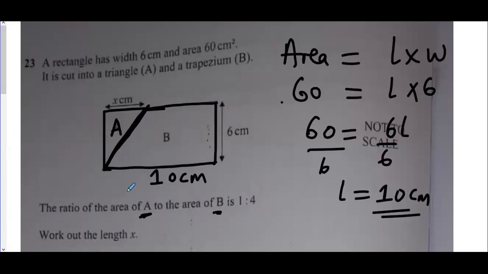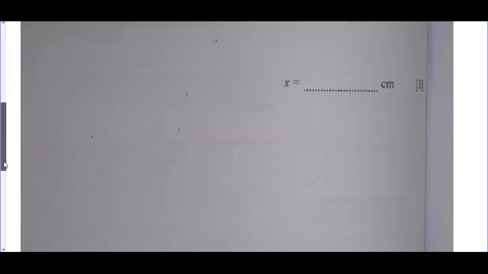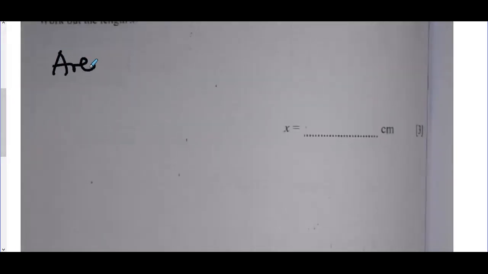Now, if from here to here is X, then the other side, this side here, will be equal to 10 minus X, because the whole thing here is 10. So if this part is X, the remaining part will be equal to 10 minus X. Now let me find area A. Area A is clearly a right angle triangle.